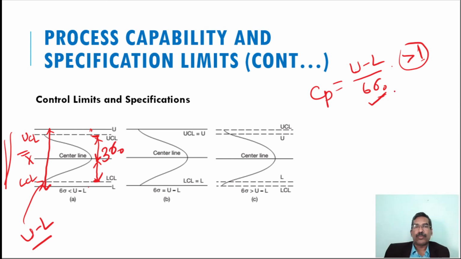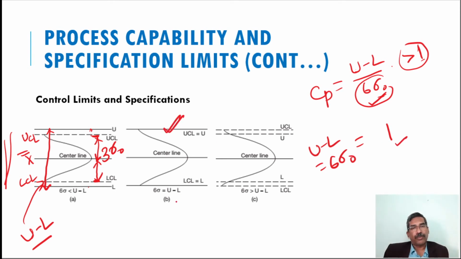desirable, and all the control limits lie inside the specification limits. Suppose this is 1, that means U minus L equals 6 sigma 0, then this will be equal to 1. This is the second situation, shown in figure B. But this is an alarming situation, because the UCL and U, and the LCL and L, coincide, and at any time it may go outside, and then the process will be completely out of control. So this is the alarming situation. It should not be 1.